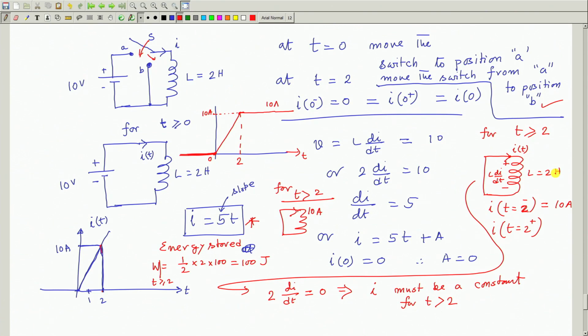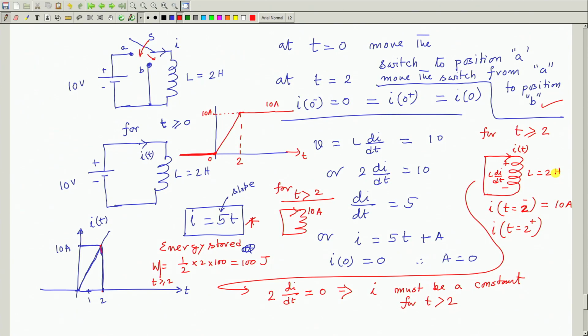Suppose at some time I ask myself, okay, this inductor is storing 100 joules of energy, let me use this energy in some circuit. Suppose I want to heat up a coil like a heater, it can be done nicely. So, in any case, the important point that I want to make is that current in an inductor is continuous.